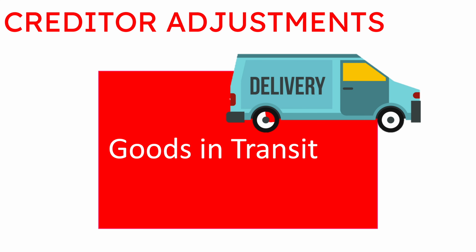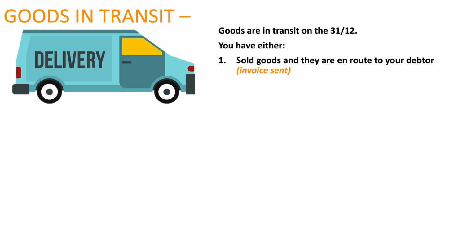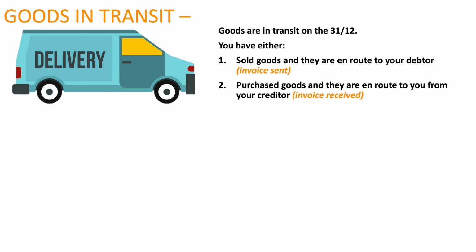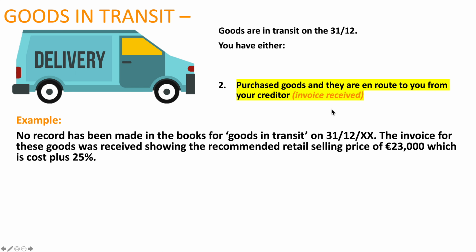Next we have goods in transit at the end of the year on the 31st of the 12th. So goods are in transit on the 31st of the 12th. You've either sold goods and they're en route to your debtor, invoice sent, or what we'll be looking at now, purchased goods and they are en route to you from your creditor, so the invoice is being received. So for example, no record has been made in the books for goods in transit on the 31st of the 12th. The invoice for these goods was received showing the recommended retail selling price of €23,000, which is cost plus 25%.